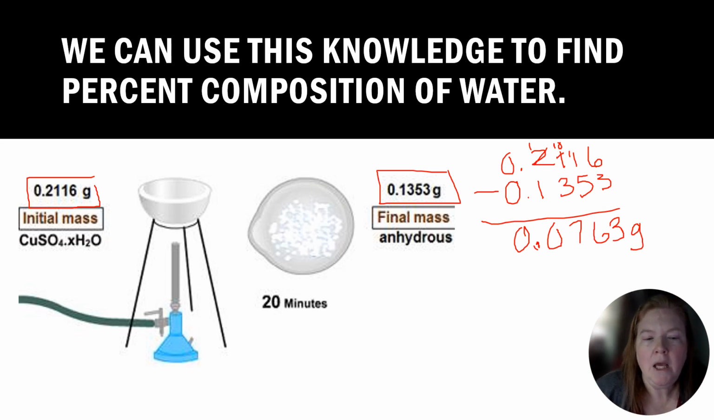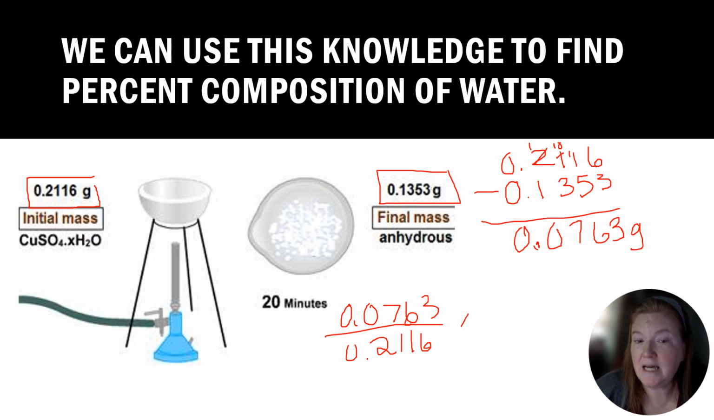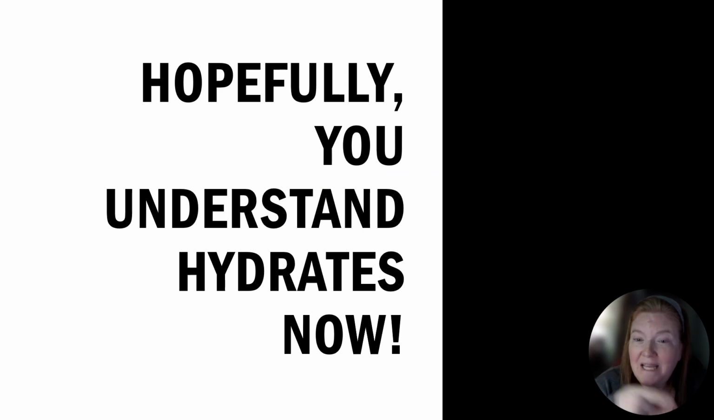Okay. So mass of part, what is the water part? 0.0763. What is the whole thing? 0.2116 times 100. That is how you find the percent composition of water when you're given data like mass before and mass after the water left. Okay. So hopefully that helps you understand hydrates a little bit more and you can get through some of those difficult problems.